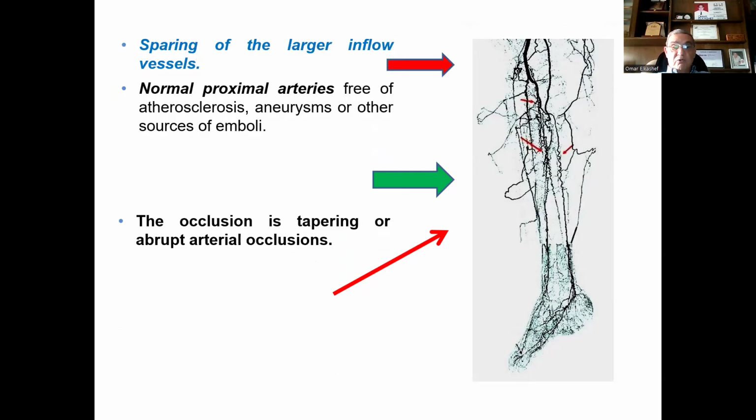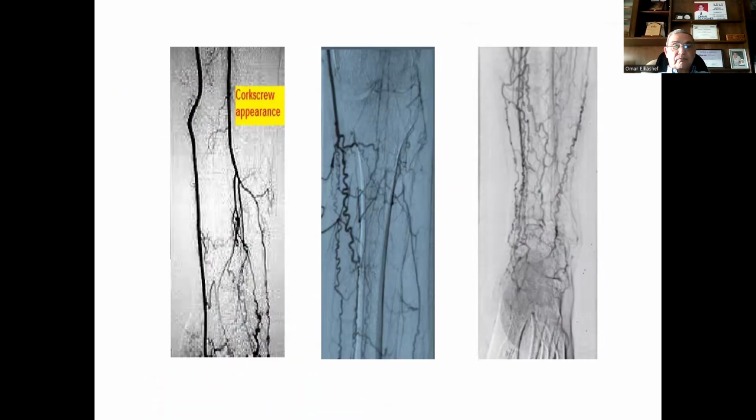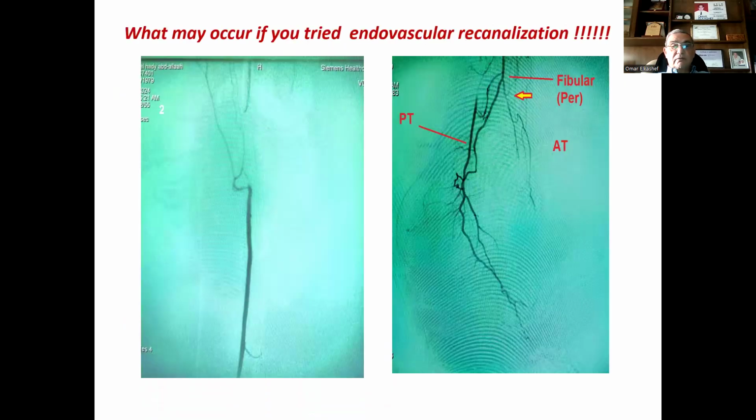So again, sparing of the larger inflow vessels, normal proximal arteries, free of atherosclerosis and other sources of emboli, which is important. The occlusion is tapering or abrupt arterial occlusion, with collateralization around areas of occlusion described as corkscrew collateral, spider leg, or tree root appearance, which actually is not pathognomonic. As we see here, multiple corkscrew distal occlusion.